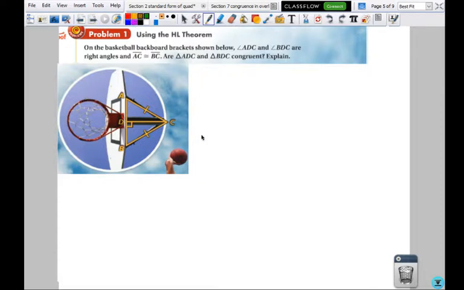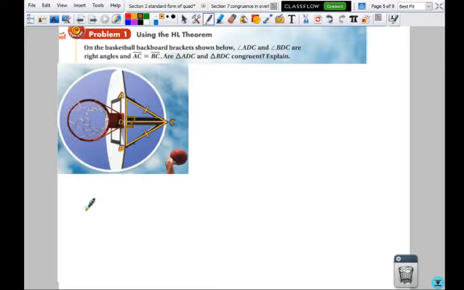Yes, they are, because technically I have 90-degree angles. ADC is 90. BDC is 90. I have two 90-degree angles. For hypotenuse leg, if you ever see a 90-degree angle, think hypotenuse leg. It might be something else, but it's most likely HL.